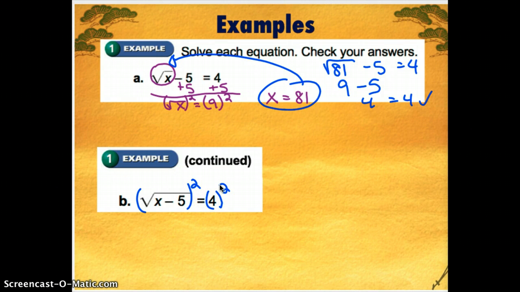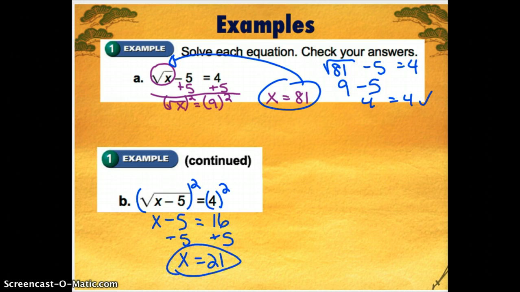So the square root of x minus 5, squared, is x minus 5. 4 squared is 16. Then I've got x minus 5 equals 16. I'm going to add 5 to both sides, and I get x equals 21.